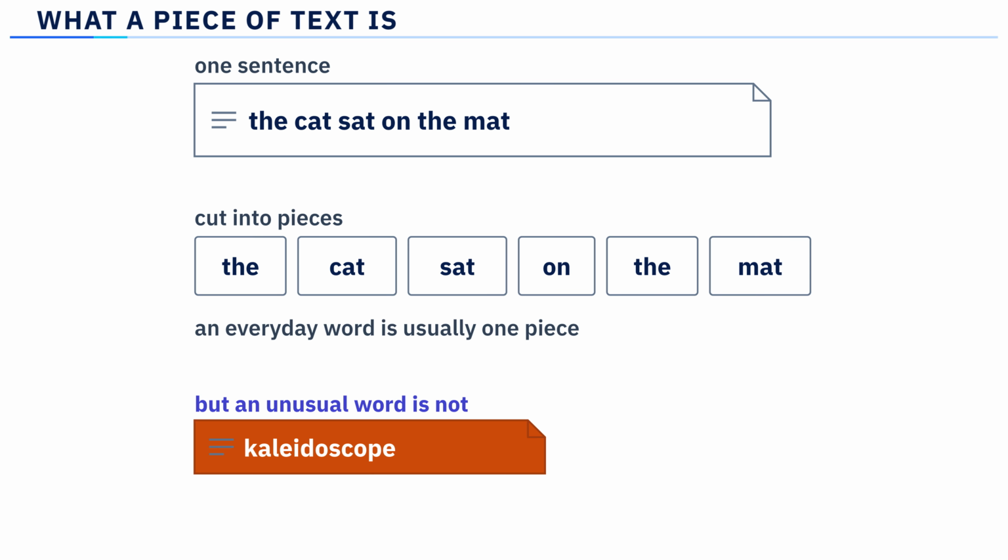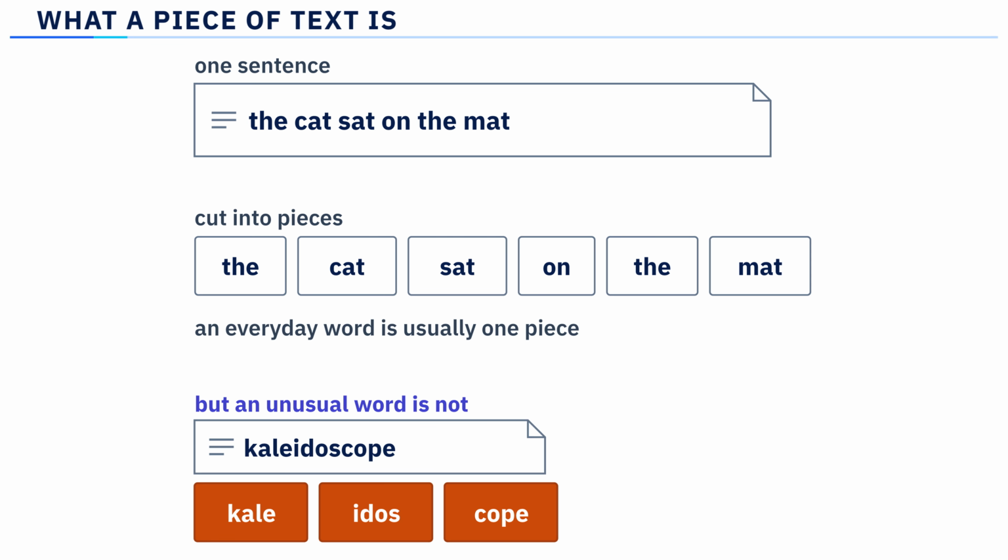Now an unusual word, kaleidoscope. It comes out as 3 pieces. Kale, Edo's, cope. Notice that those are not parts of the meaning. They are just runs of letters that turn up often in ordinary text. This is one system's way of cutting text up, and another system may cut it differently. A piece can also be a single letter or a mark like a comma. How big a piece is depends on how common that run of letters is.